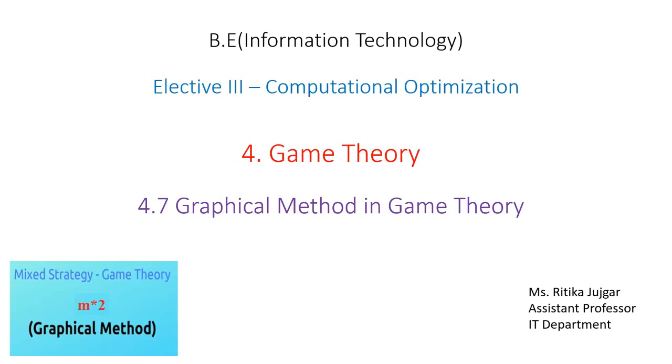So in the course of computational optimization, we started our fourth unit, that is game theory. In game theory, we already discussed the introduction part, basic game theory, what game theory is, where it is applied, and also the properties of game strategies. In that we use pure strategies and mixed strategies. So based on these strategies we can solve the game theory problem.